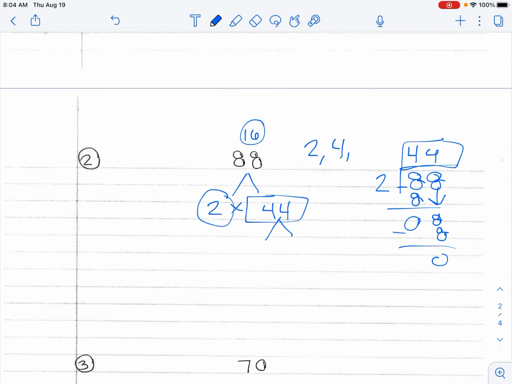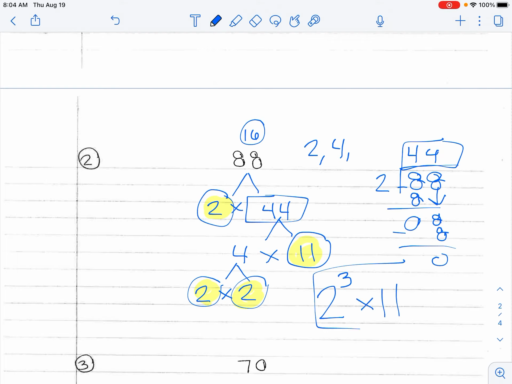44 is not prime. The easiest one I know here, I know 4 times 11 is 44. I know from my 100s chart that 11 is prime, but 4 is composite. 4 is going to get branched off to 2 times 2. Okay, so I see a 2, a 2, a 2, and an 11. So we're going to start writing our answer with the lowest factor, which is 2. There are 3 2's in the tree, so that's going to be 2 cubed times 11.